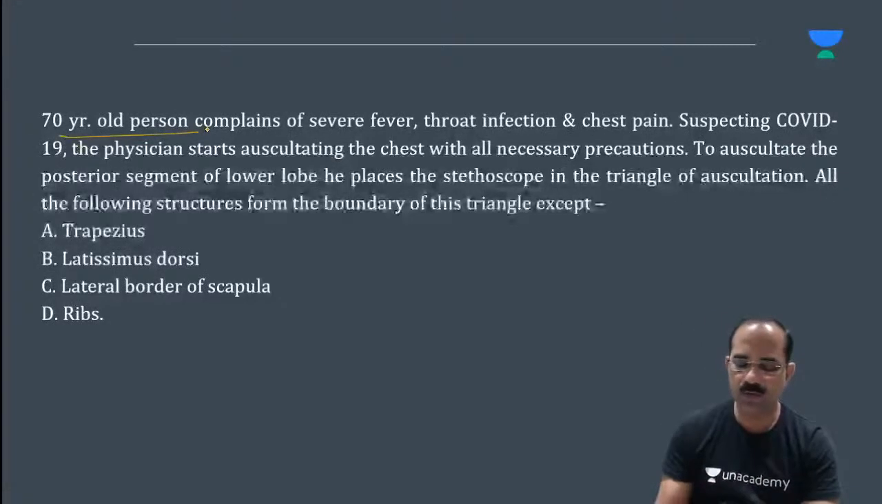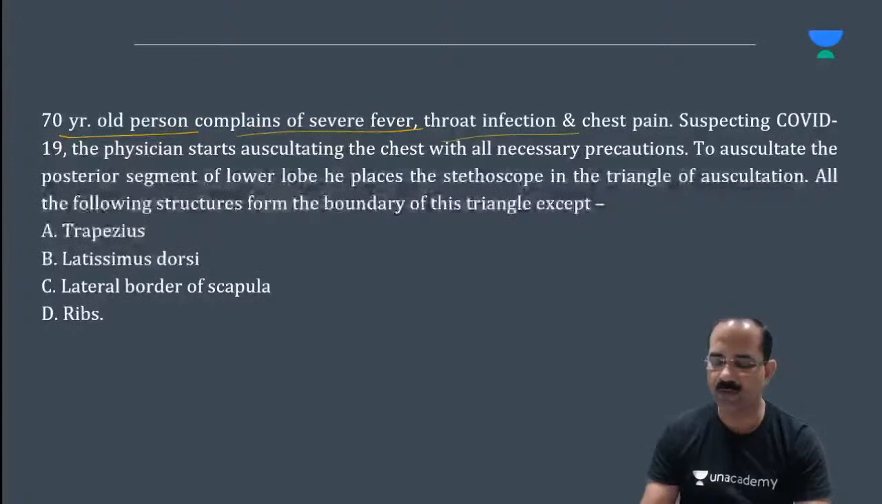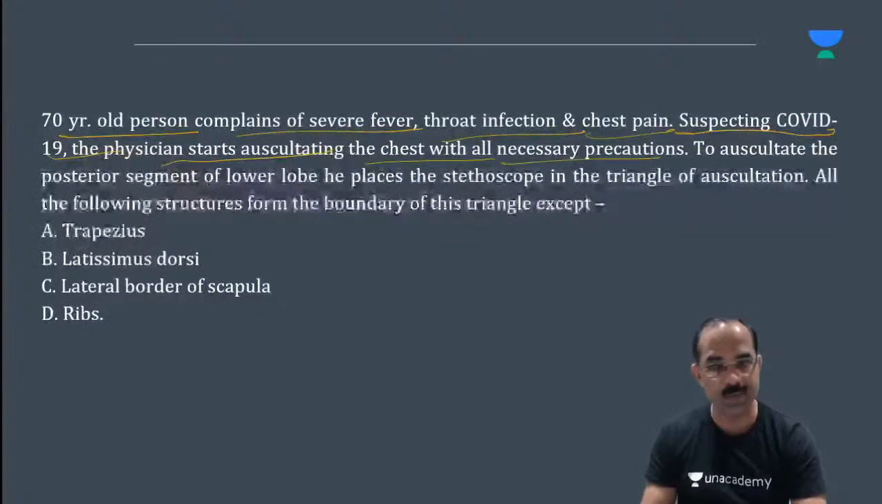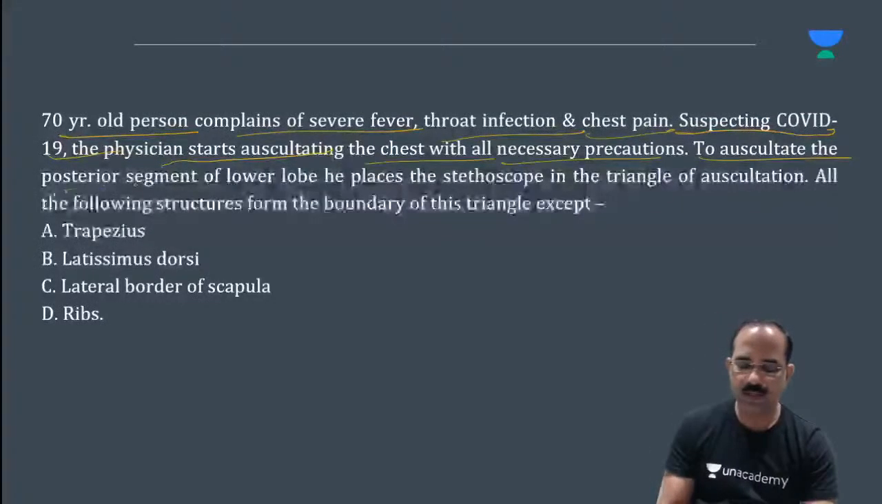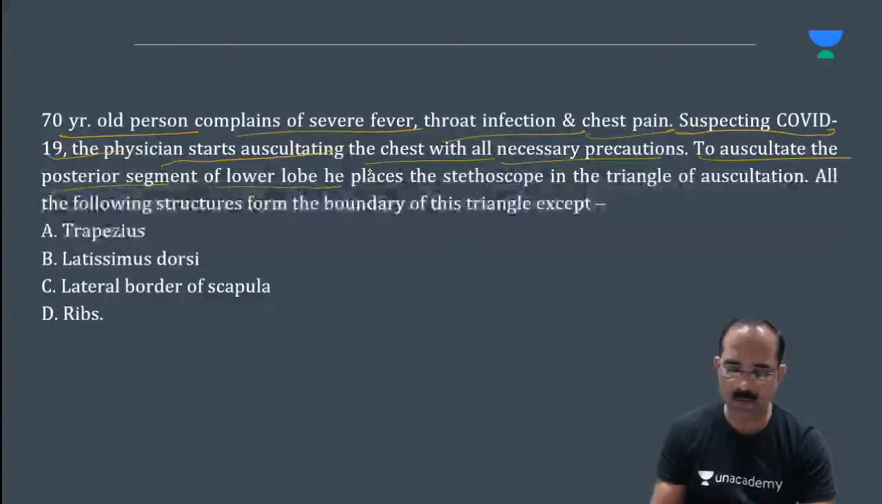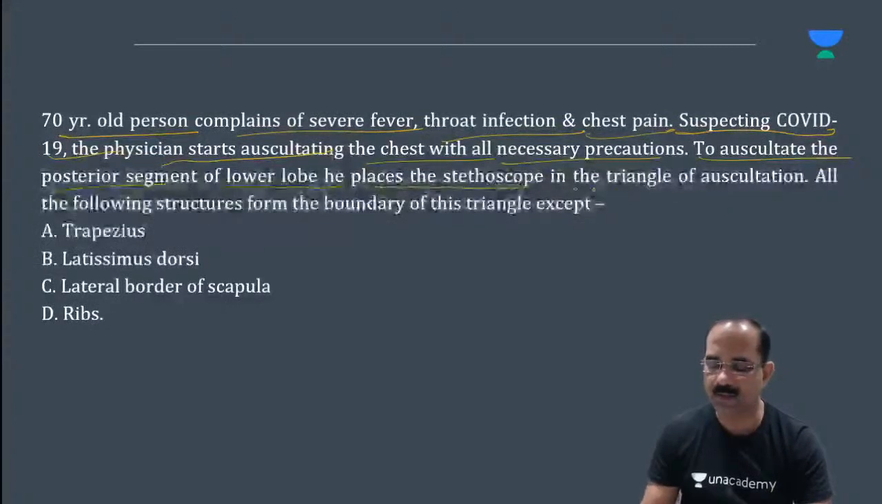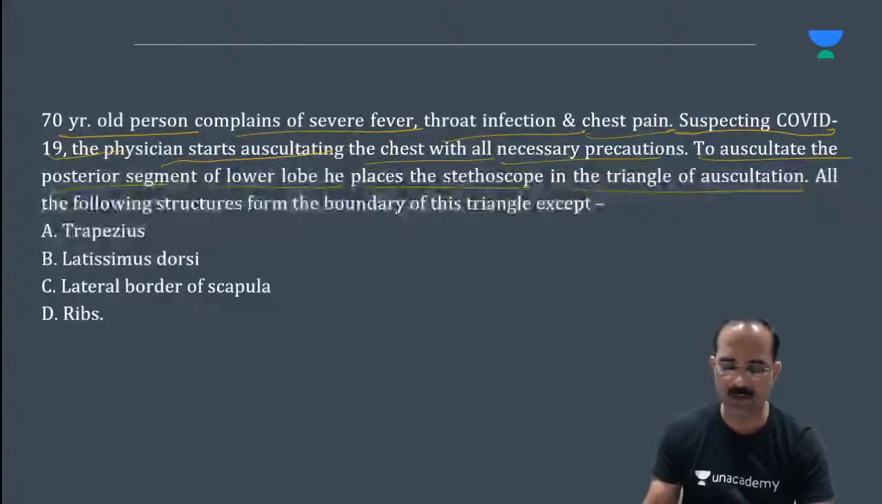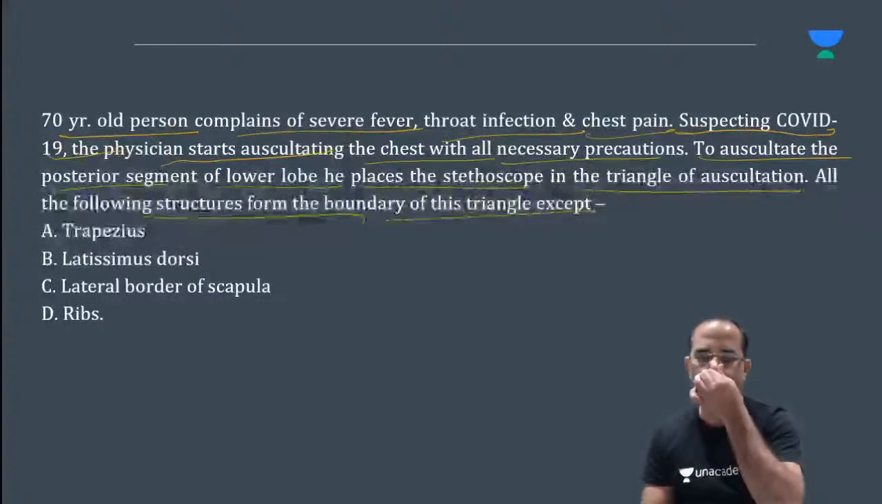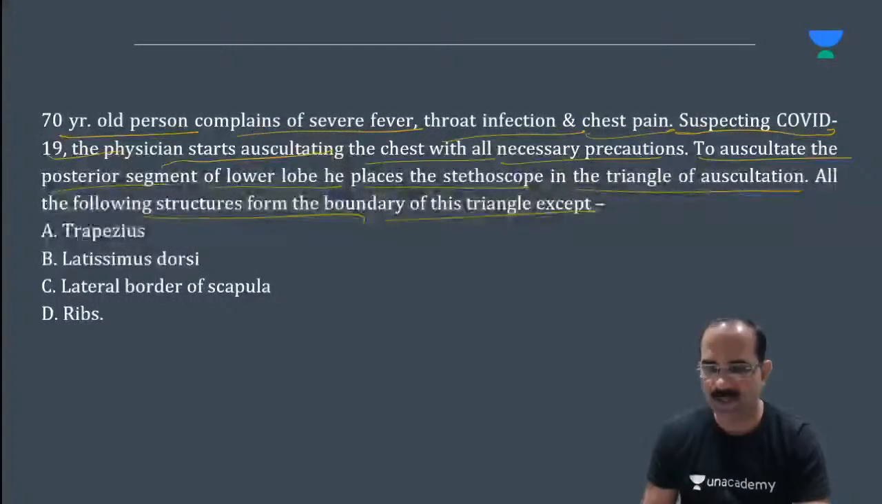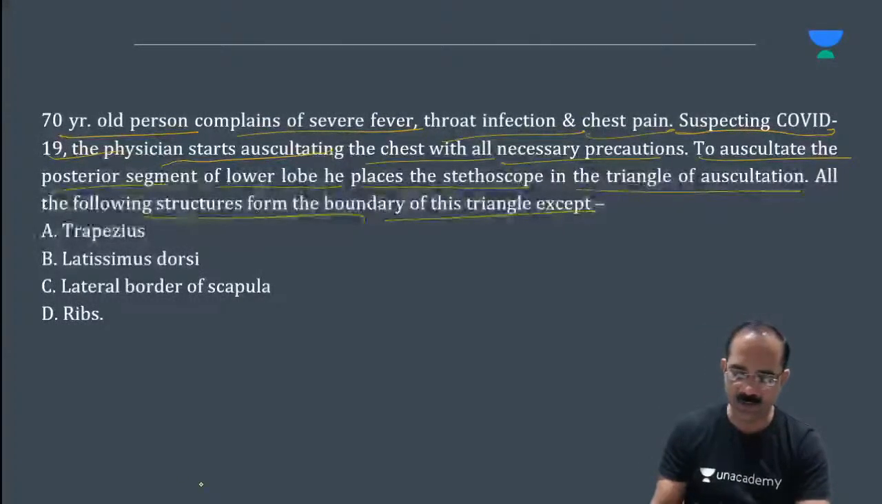A 70 year old person complains of severe fever, throat infection and chest pain. Suspecting COVID-19, the physician starts auscultating the chest with all necessary precautions. To auscultate the posterior segment of the lower lobe, the surgeon places the stethoscope in the triangle of auscultation. All the following structures form the boundary of this triangle except, yes, what is the triangle of auscultation bounded by? Just have a look at this.